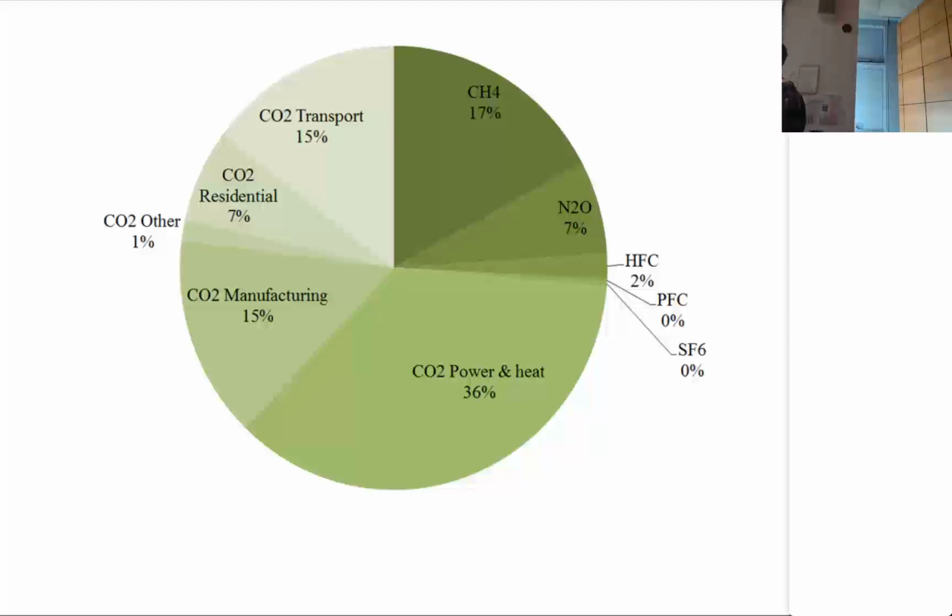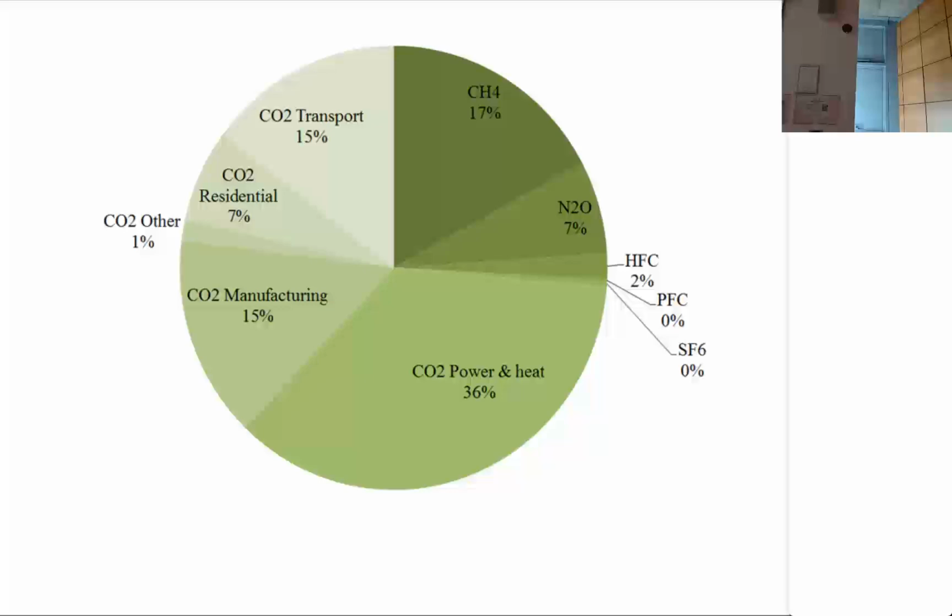I think 36% of greenhouse gas emissions come mostly from power, also from making heat, 15% from manufacturing, 15% from transport. So these are the economic activities where it comes from. Residential worldwide is only 7%, and then there's a whole bunch of other things.